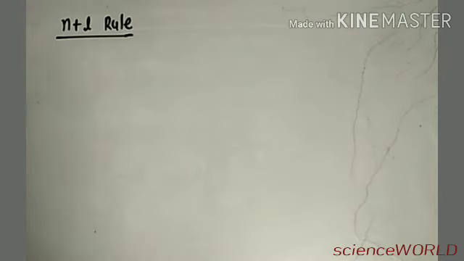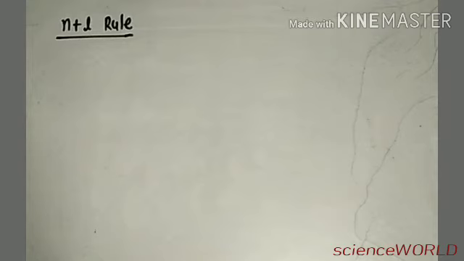So here we are. We have the n plus L rule first. As per this rule, we have to fill the electron in that energy level, or in that orbital, which has the least value of n plus L.